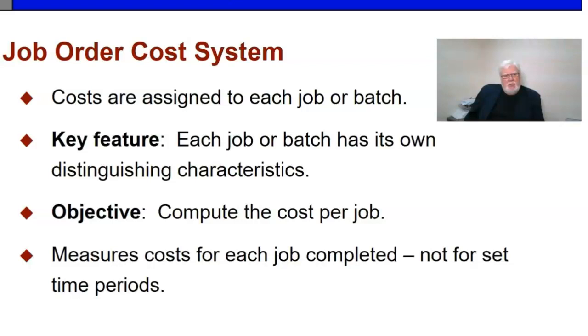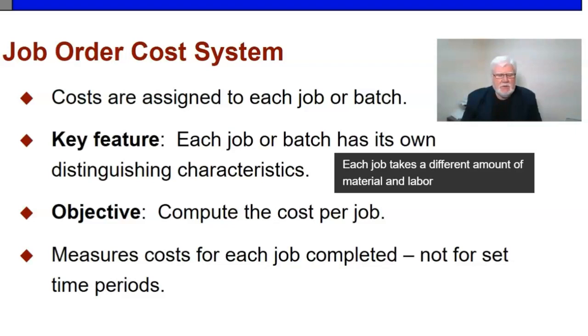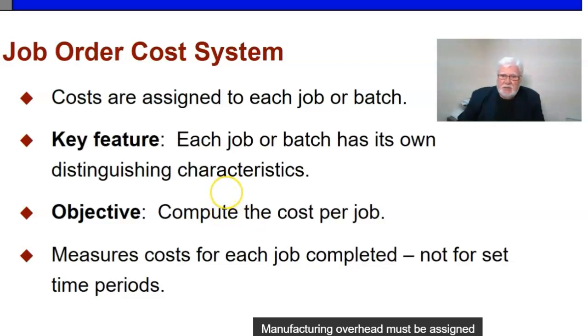Now, it's called job order because what we're doing is assigning costs to each job. And the key feature of a job is that each job is different. That is, it takes a different amount of material, a different amount of labor, and therefore should pick up a different amount of manufacturing overhead. Remember, direct material is material that is direct and can be measured and traced to the product. Direct labor can be measured. So those two are actual. But manufacturing overhead has to be assigned.